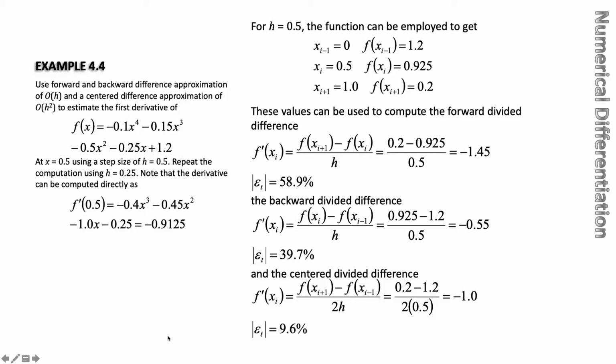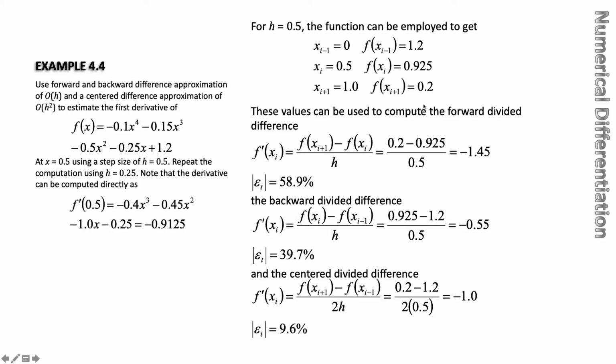The function f at x sub i equals 0.5 is 0.925. The function f at x sub i plus 1 is equal to 0.2. We can use these values to compute the forward divided difference. f prime at x sub i is equal to f of x sub i plus 1 minus f of x sub i, divided by h.